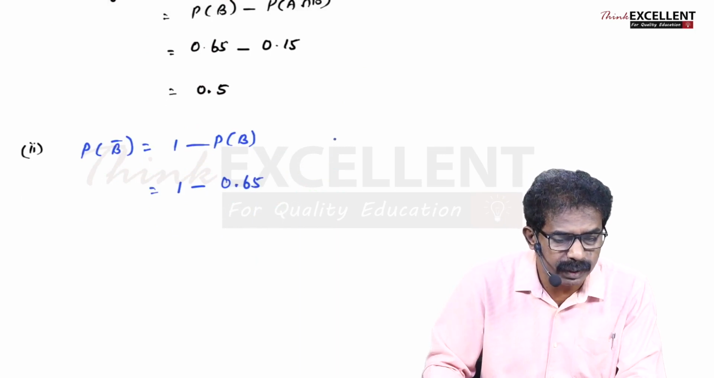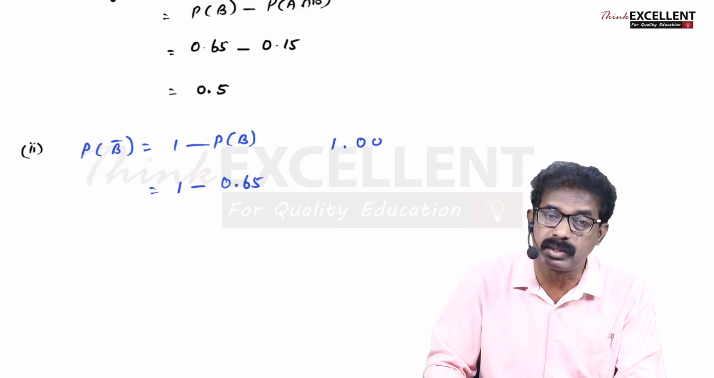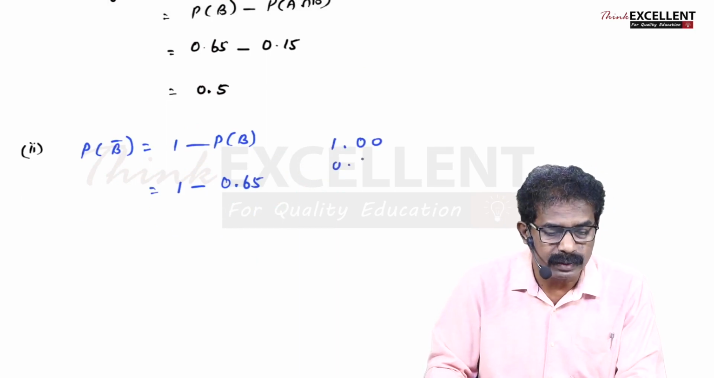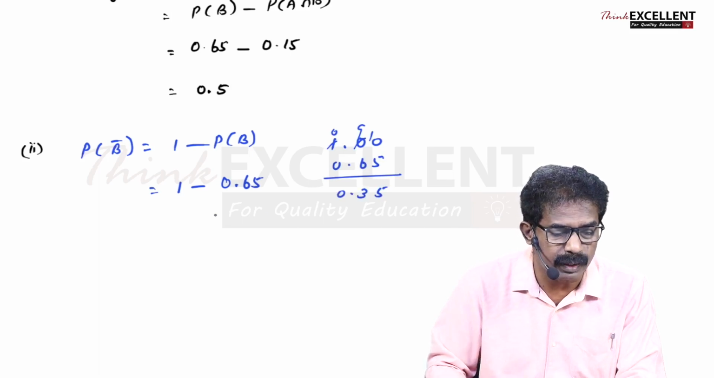0.65. So how to subtract it? 1 means 1.00. Then 0.65, you subtract, so 10, 9, 0. So 10 minus 5, 5, 9 minus 6, 3. So 0.35 is your answer.